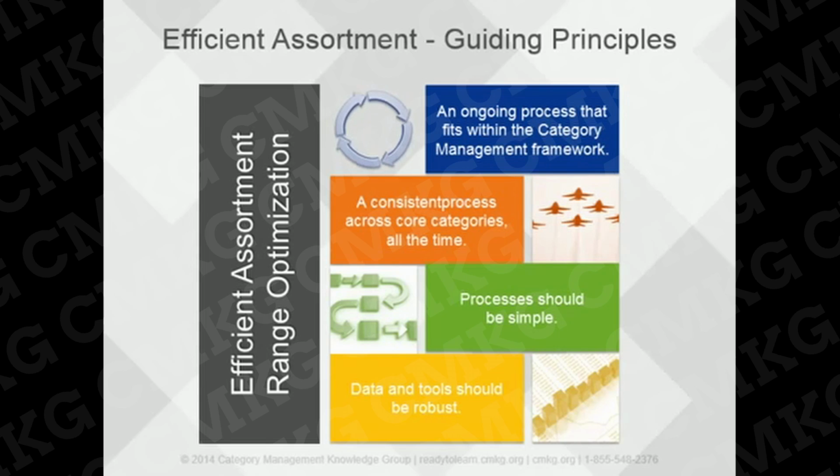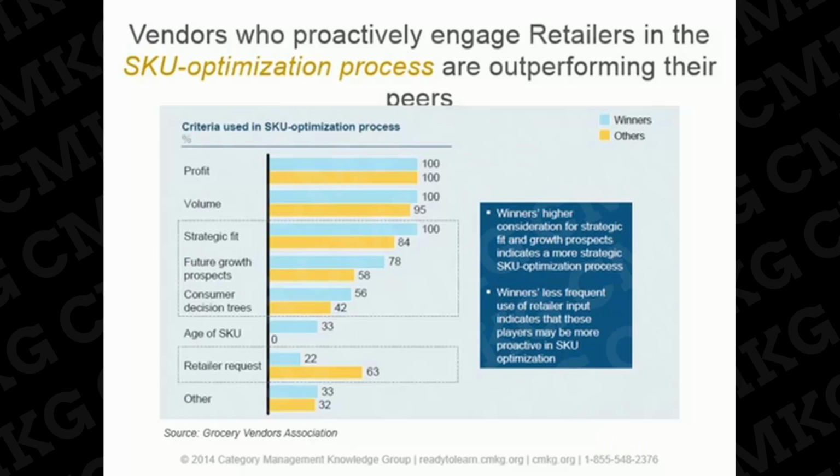Retailers want to maximize sales and profit with the products that sell best in their store, while vendors are competing for shelf space with other vendors. According to the Grocery Vendors Association, vendors who proactively engage the retailers in the assortment process are outperforming their peers. Top-performing CPG vendors tailor less than 10% of their SKUs for individual retailers.